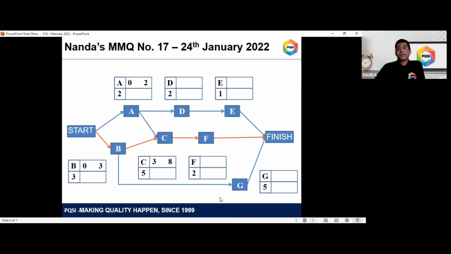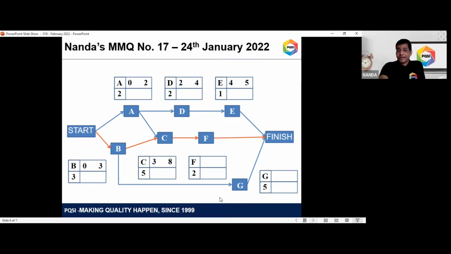Similarly for C, for C to start, you need to have both A and B completed. A takes 2 days, B takes 3 days. So the earliest that C could start is 3 days. And it takes 5 days to complete C, so the earliest finish could be 8 days. So that's 3 and 8. Then similarly for D, you need A to be completed. A takes 2 days, so the earliest start for activity D will be 2. 2 plus 2 is the actual time taken to complete D, so the earliest finish will be 4 days.